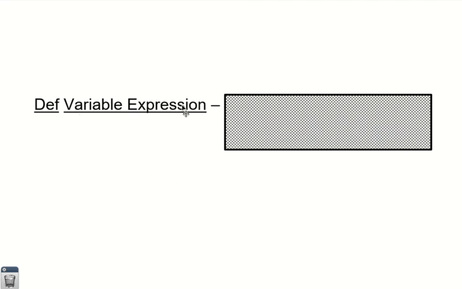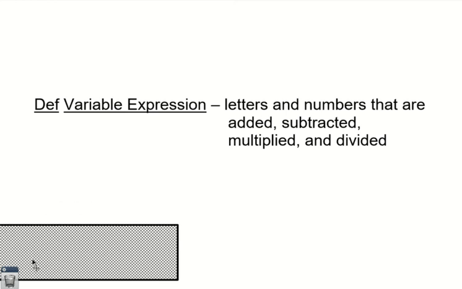Variable expression. Well, there's not much mystery here. It's essentially an expression that involves variables or a variable. So I guess what I should say is there's definitely a difference between an expression in mathematics and an equation. An equation has to have what? It's got to have an equal sign. So expressions don't have equal signs, essentially.